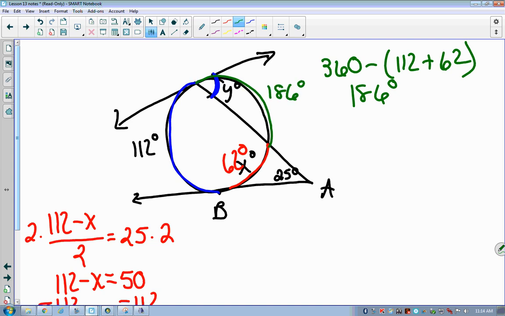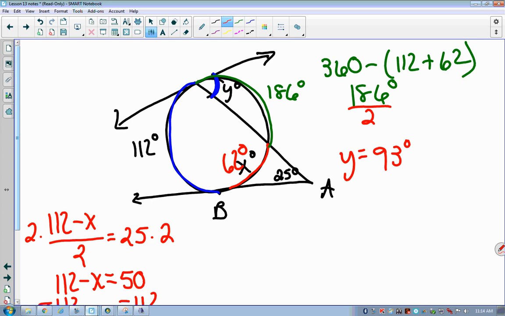Does anybody remember how to find, if I have a chord and a tangent line, what do I do with that intercepted arc, Draven? Divide it by 2. He's right. 186 divided by 2, what does y equal? 93 degrees. So there you actually had to remember something from a couple of lessons back to get the y.